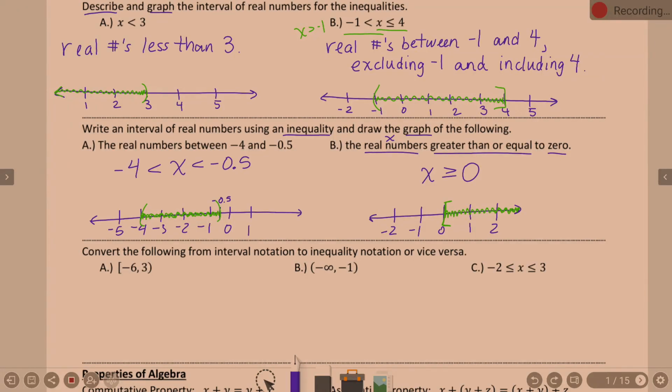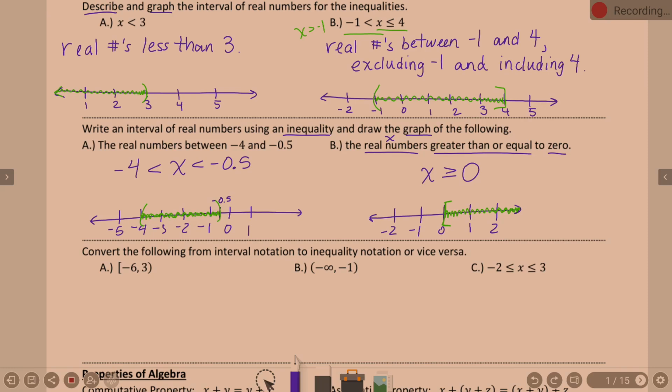So, in your class, we left off, we've done the top 2 sets of examples. We described and graphed an inequality, and then we took a description and wrote the inequality and the graph. And now, on this bottom set, we have an inequality, we have a couple interval notations, and we're going to convert these from interval notation to inequality or inequality to interval notation. Okay? So we're trying to go back and forth.